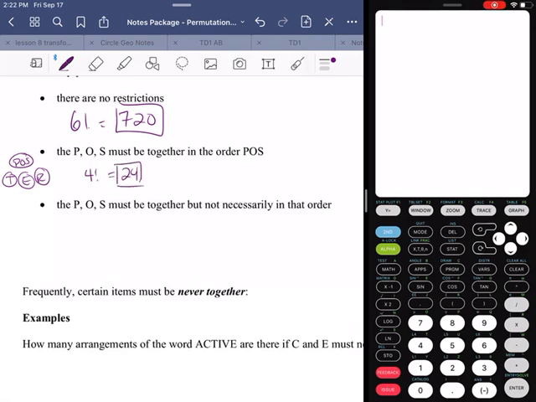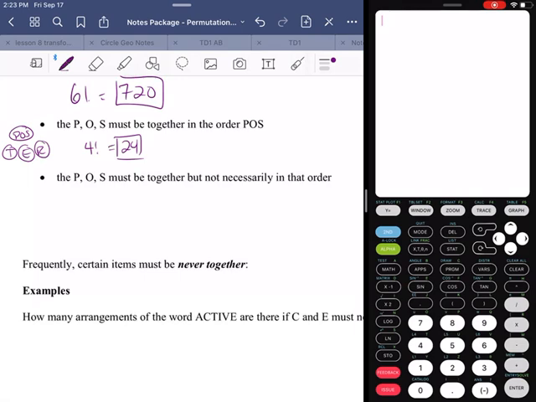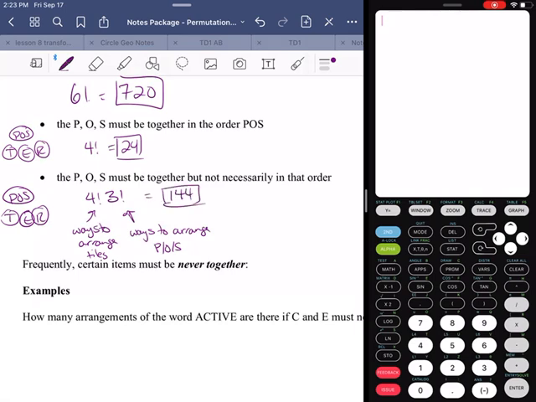We do not have to figure out the arrangements of the POS tile because they have to be in that specific order. However, in this one, P, O, and S are a tile, T is a tile, E is a tile, and R is a tile. So there's 4 factorial ways to arrange tiles, we'll call them. But then the P, O, and S could also be reversed, switched around. So we got to multiply this by 3 factorial, which are the ways to arrange P, O, and S. And if we do that, we get 144 ways.